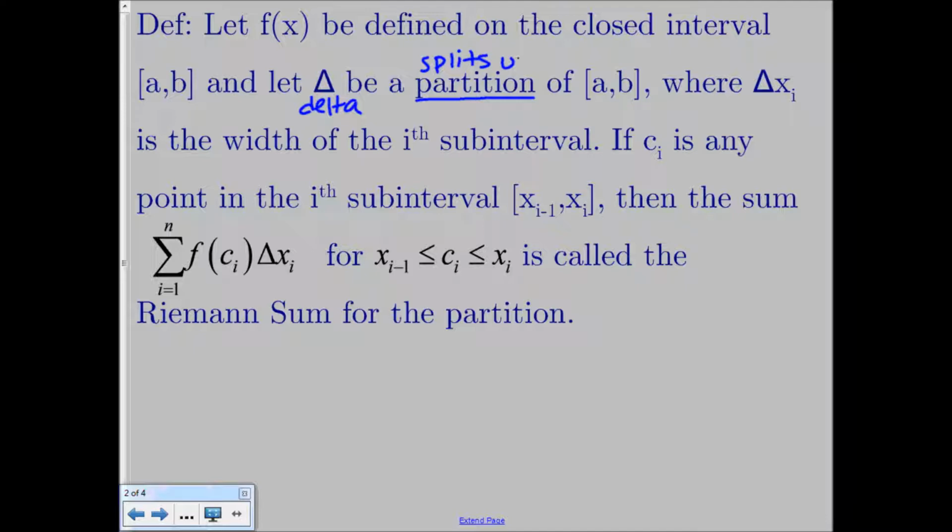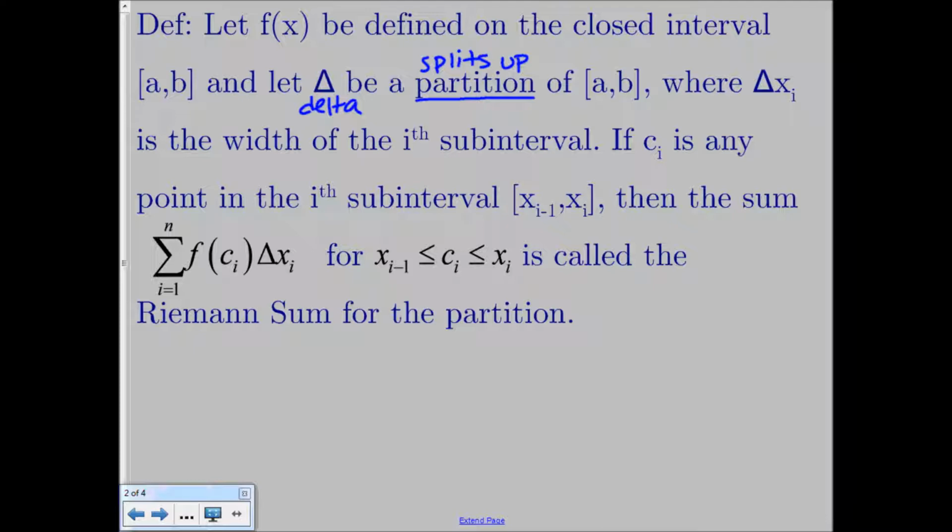So partition just means that it splits up the interval. So we'll just start translating this from math speak into normal people speak. So if you're splitting up your interval of a to b, each of your delta xi's is just going to be the width of the ith subinterval. That kind of looks like the delta x that we were talking about before with sums, but before, whenever we talked about delta x, it meant that all of the delta x's across the interval were the same, whereas delta xi's don't have to be the same. They can vary as you go across the interval. So they could all be different, they could all be the same, it doesn't matter.